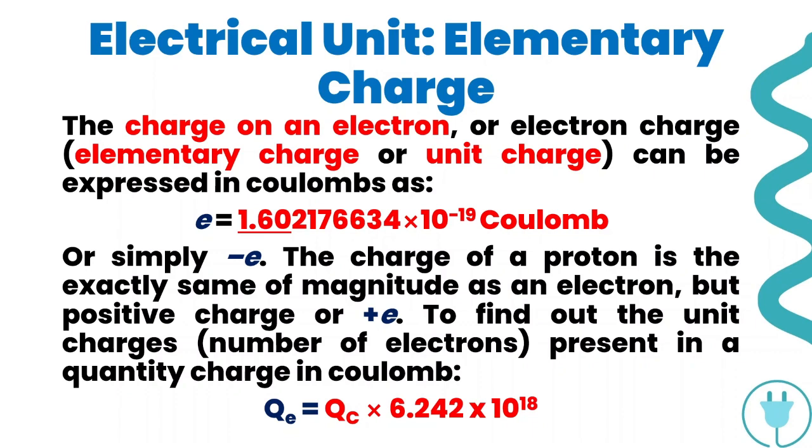To find out the unit charges, or the number of electrons present in a quantity of charge in coulomb, we use the formula Q sub E is equal to Q sub C times 6.242 times 10 raised to 18, where Q sub E is the unit charges, or the number of electrons present in a quantity of charge in coulomb, where Q sub C is the charge in coulomb of an object.